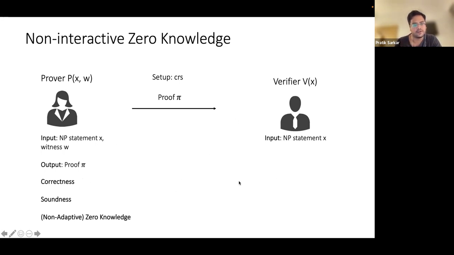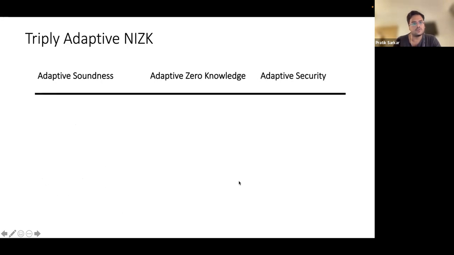It satisfies these properties. So we introduce the notion of triply adaptive NIZK, which adds 3 additional properties on top of the previous properties. Mainly, we require adaptive soundness, adaptive zero knowledge, and adaptive security. So let me define these properties, and then I'm going to talk about why they are interesting.